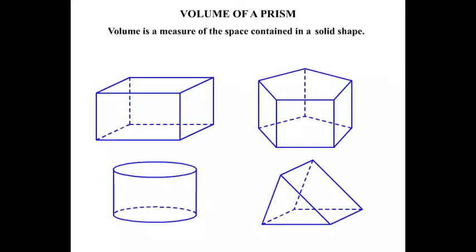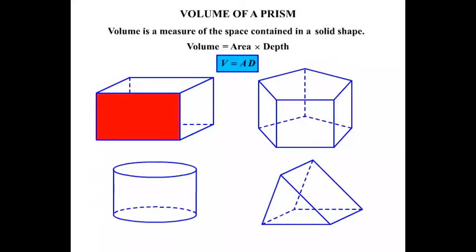Now let's consider all of these solids. The volume in each case equals the area times the depth. For short we can write that as V equals AD. So we have volume equals area times depth. Consider the first shape. If we took slices right through that solid, we can see that the area keeps on repeating itself right through. That's how we work out what the area is, and the depth is how far that area has gone through the shape.